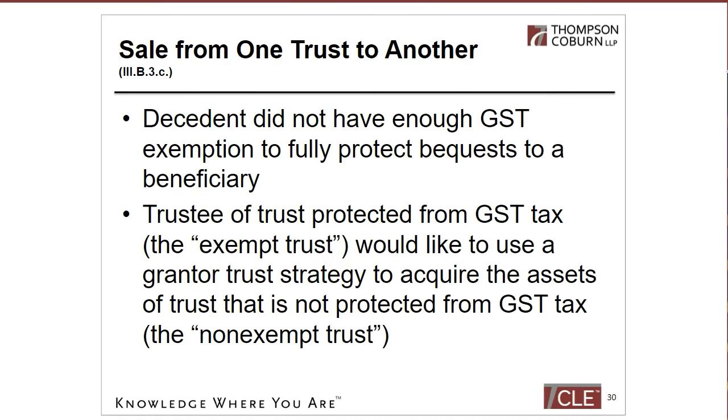Okay, sale from one trust to another. Suppose that the decedent didn't have enough GST exemption to fully protect a bequest to a beneficiary. So the trustee created a trust that's protected from GST tax, which we refer to as an exempt trust. But there is a trust that's not protected from GST tax, which we'll call a non-exempt trust. I know that's a little bit loose with some of the GST grandfathering language, but that's what we're using in our document, so we're going to just call it that. Protected from GST tax is exempt, not protected from GST tax is non-exempt.